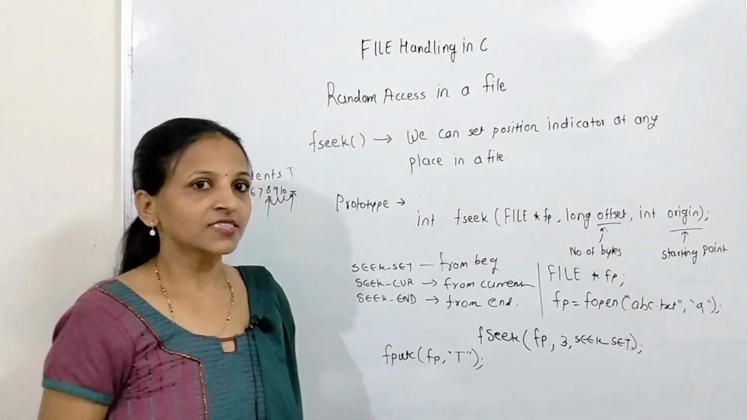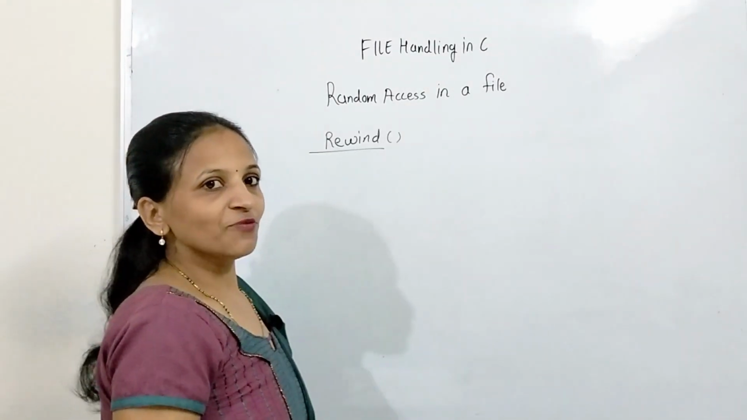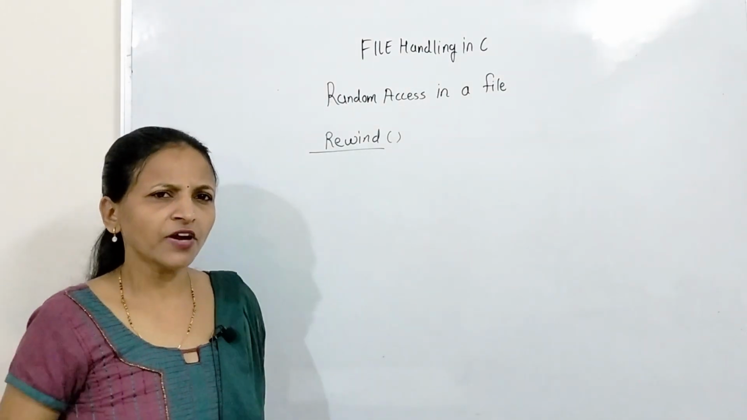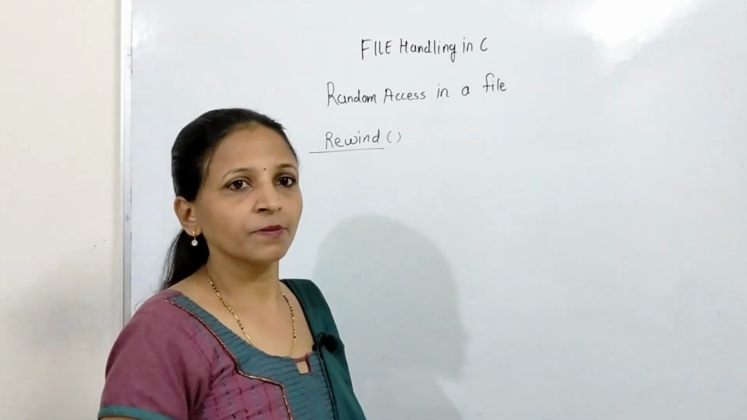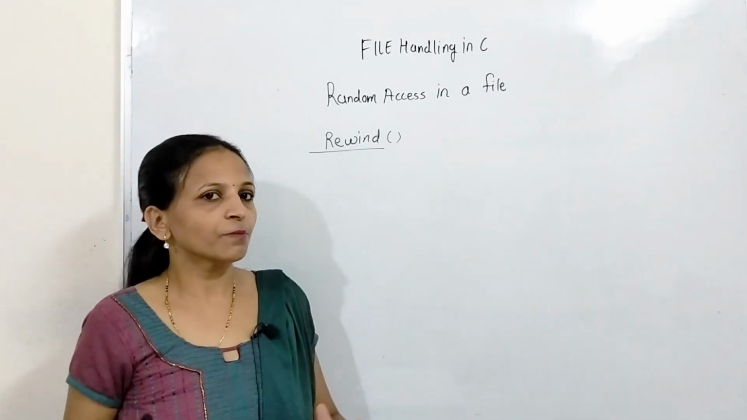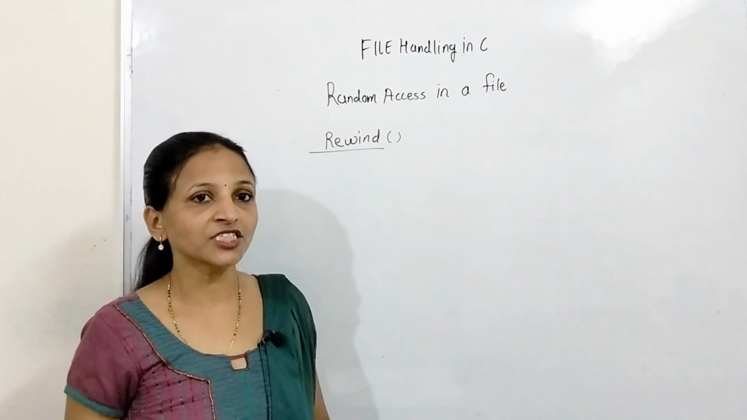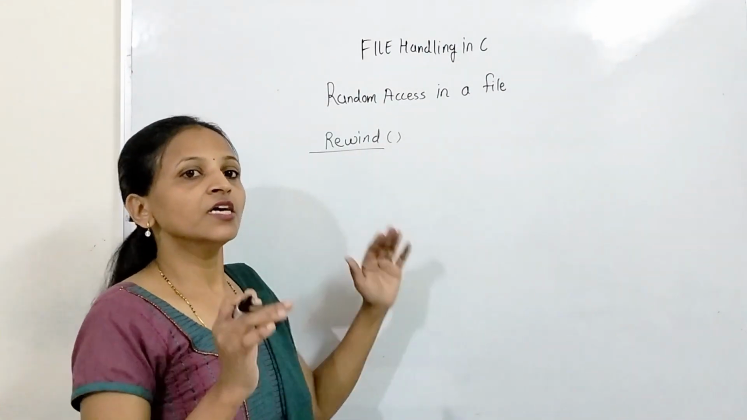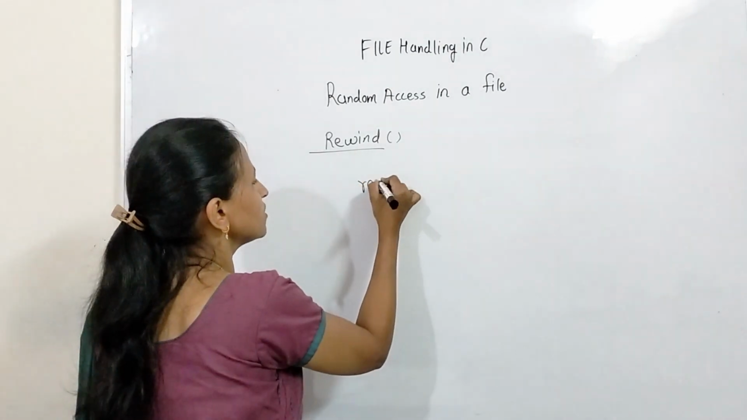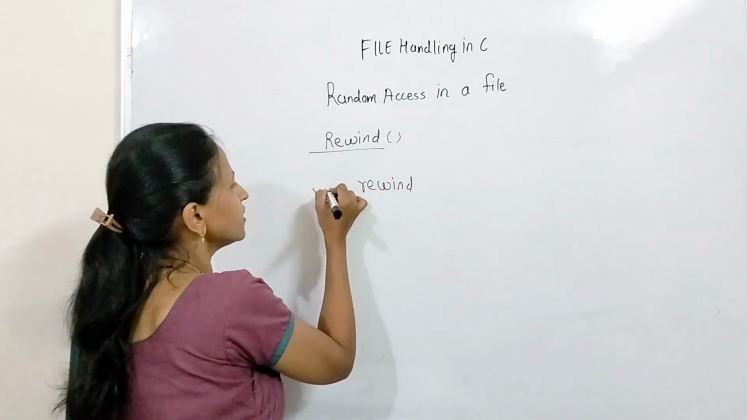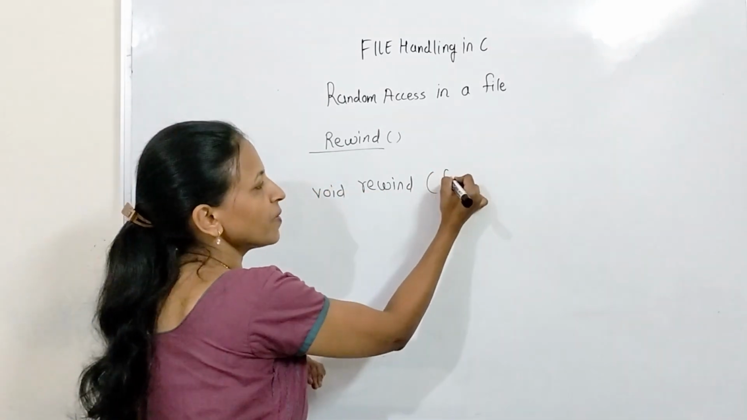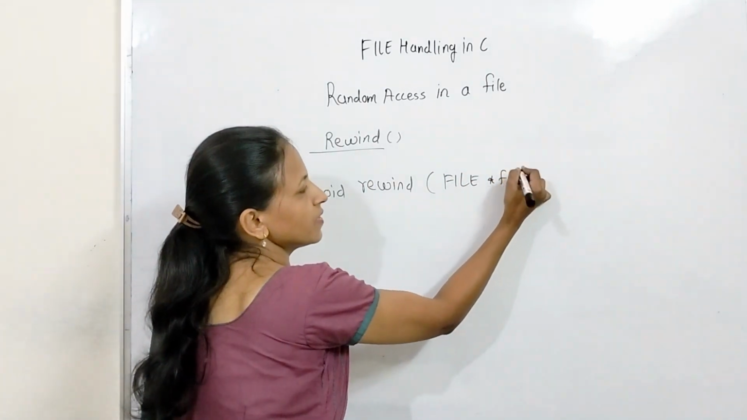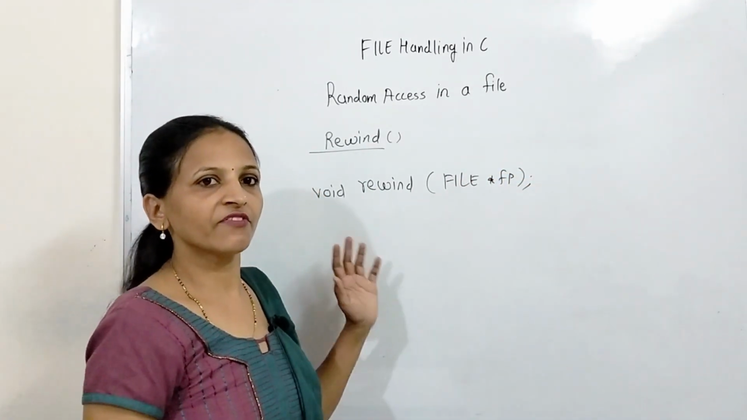Now the next one is rewind. This rewind function is very easy to understand. It is only for rewind purpose. Rewind means go to the beginning. Wherever the file pointer may be currently, you can shift that file pointer to the beginning with the help of this rewind function. The syntax is like this. You have to just call rewind. Return type is void, and here you have to pass the file pointer, FILE star fp. Getting? This is just the syntax of the rewind function.